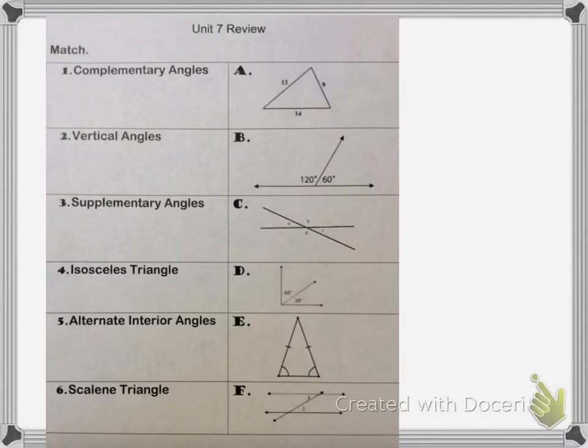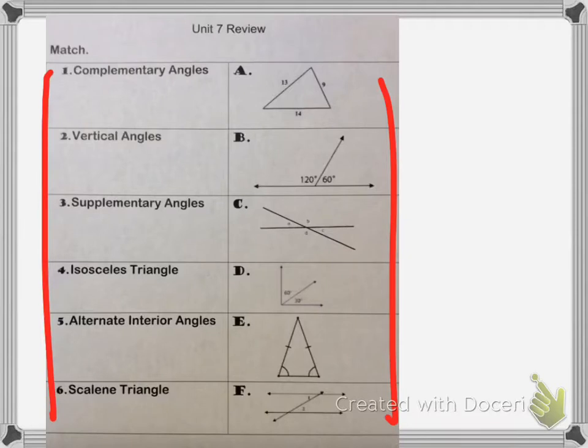So, all right, these first 6 questions are matching. We just have to look at the pictures on this side and match them with the vocabulary words on that side. So I have a triangle here that I'm looking at, and I need to know what kind of triangle that is. When I look at this, I can see that the 3 sides don't measure the same, which makes that a scalene triangle. So I know 6 is going to be A.